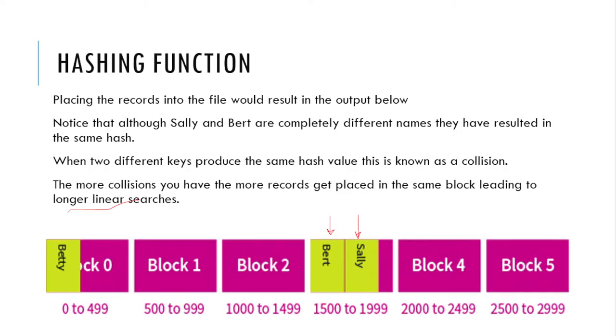So the types of overflow we use. Overflow is a small section on the end of your file. Someone tell me why overflows are bad. Why are overflows bad? I mean, the good thing is they store the data instead of you losing it, but why are they a bad thing? Yes, we have to linear search it. Yes, linear search. Good. Yeah, long to access. Good.